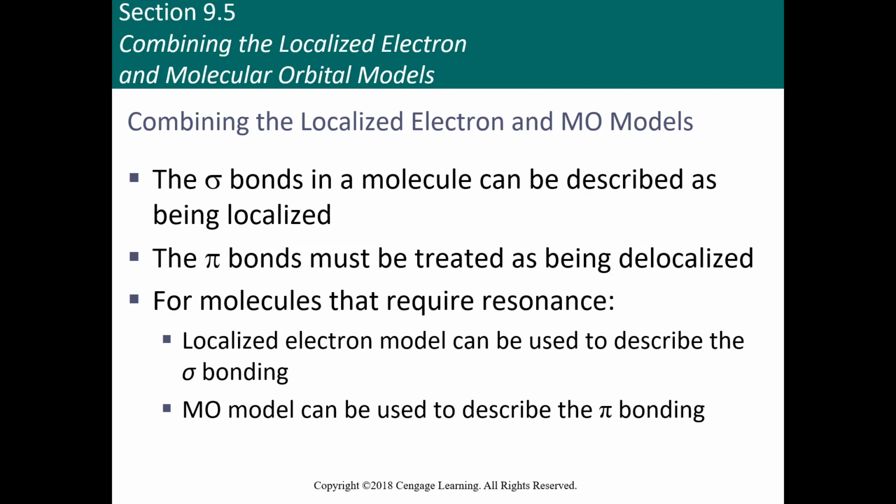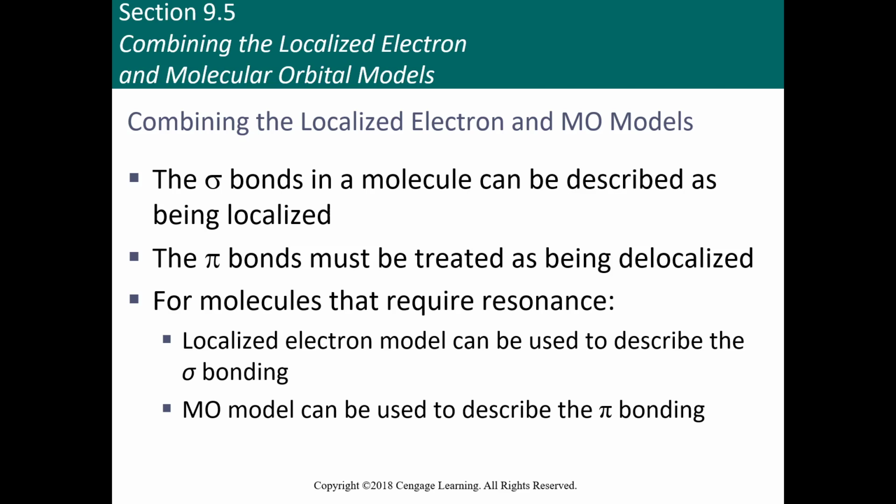So, combining the localized electron and MO models. Now, obviously, these two, I describe them as layered on top of each other. And they are. The localized electron and the MO model are actually a continuous model that is applicable to each other. They do work together. And the sigma bonds in a molecule can be described as being localized electrons.